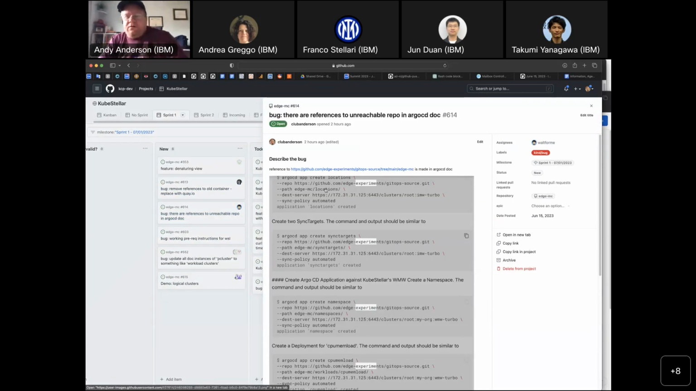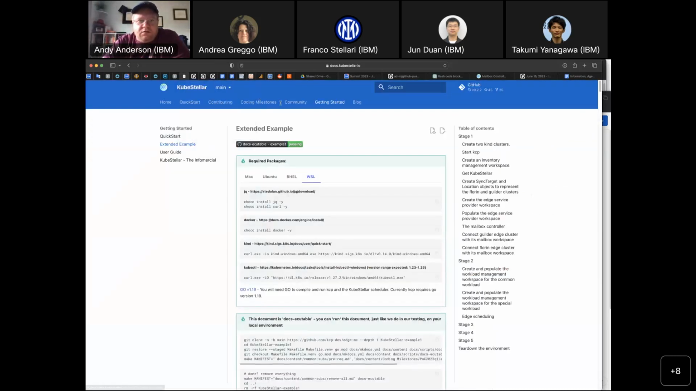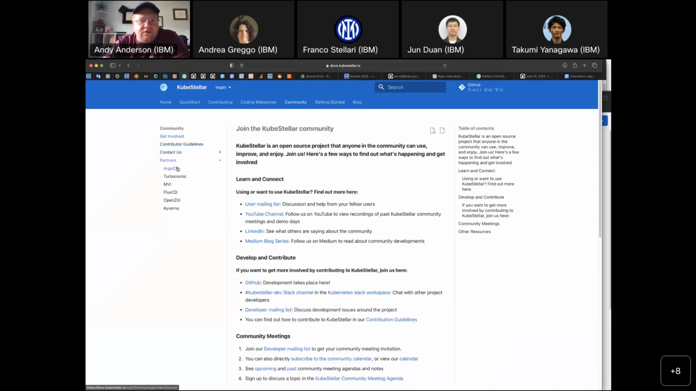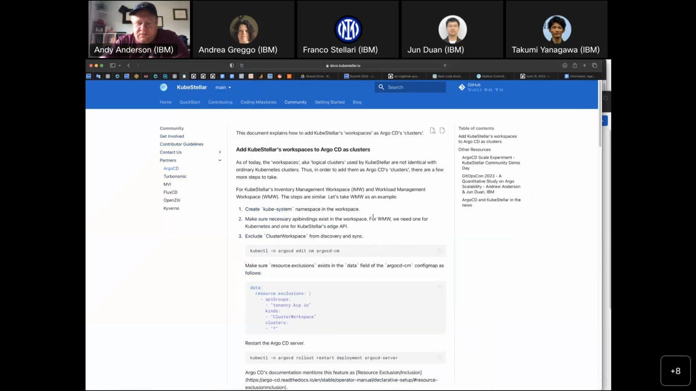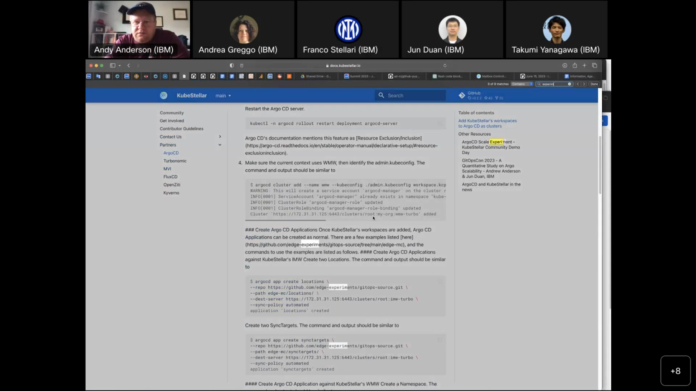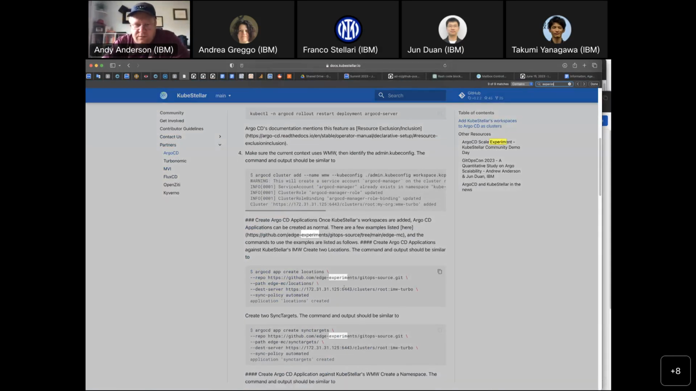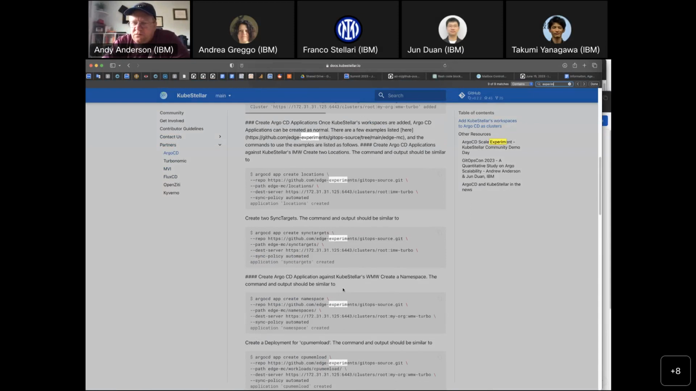Unreachable repo in Argo CD documentation. I opened this one this morning. If you look under community, under partners, under Argo CD, I don't believe that this repo is reachable by our community members. So June, you're assigned to this. Is it okay if I move this into to do?